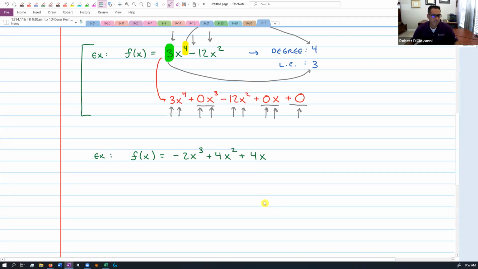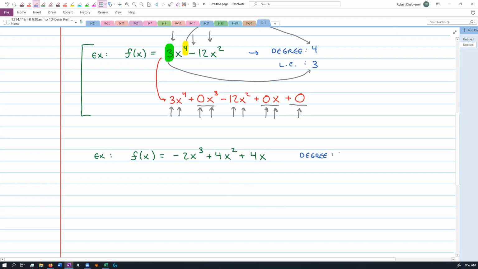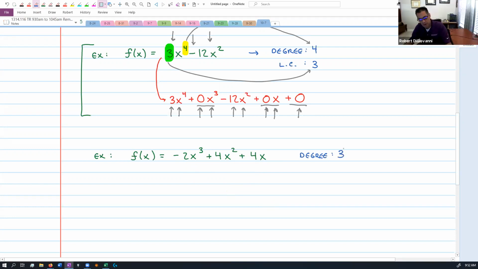Okay. Is this a polynomial function? Yeah, right. You have a bunch of terms, each of them is a number in front of x to a power. So what would the degree of this one be? Would it be 3? Yes, 3. That's the highest power of x we have, right? And what would the leading coefficient here be? Negative 2. Negative 2 would be the number in front of that highest power of x. So it'd be negative 2 here.